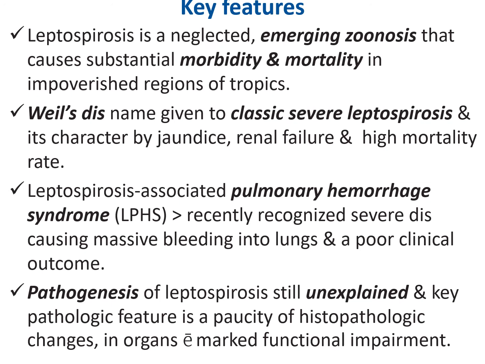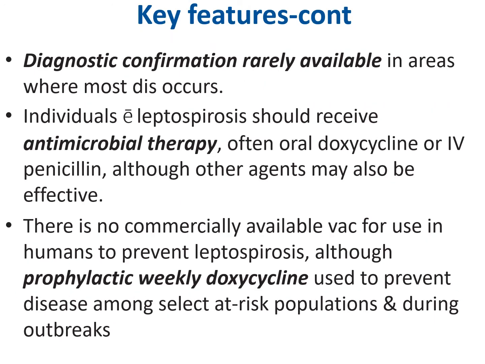Weil's disease, classic severe leptospirosis, is characterized by jaundice, renal failure, and high mortality rate. Leptospirosis is associated with pulmonary hemorrhage syndrome, a recently recognized severe disease causing massive bleeding into the lungs and poor clinical outcome. Pathogenesis is still unexplained. Diagnostic confirmation is rarely available.